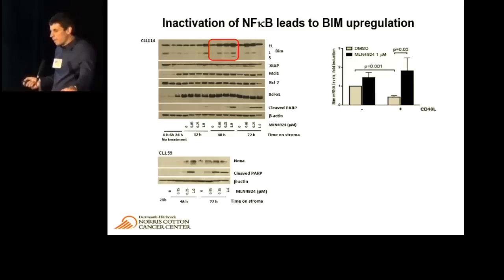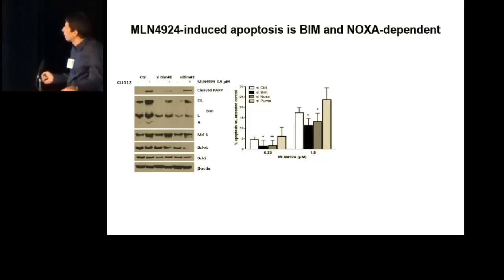And then recent data indicated that NOXA degradation is dependent on cullin ligases, and we did see an increase in NOXA upon incubation with the NEDD8 targeting drug. So knocking down BIM and NOXA partially abrogated the pro-apoptotic effect of the NEDD8 targeting drug. However, just for control here, knockdown of PUMA did not have any effect.